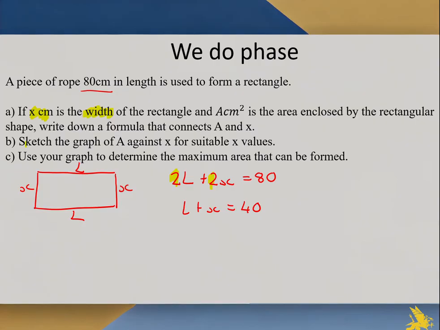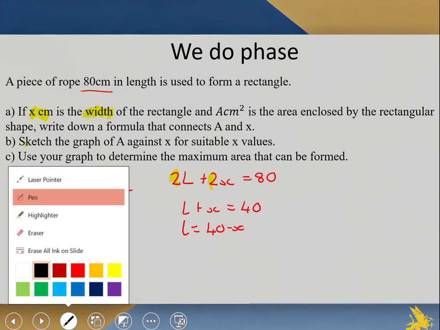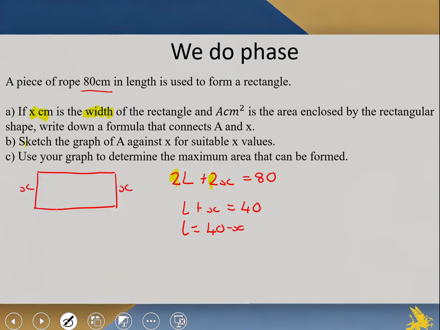The next part is I would like to work out what L is in relation to X. So L is going to be equal to 40 take away X. Now, if I go back to my picture, I'll erase those L's and I'm just going to put in 40 minus X and 40 minus X.